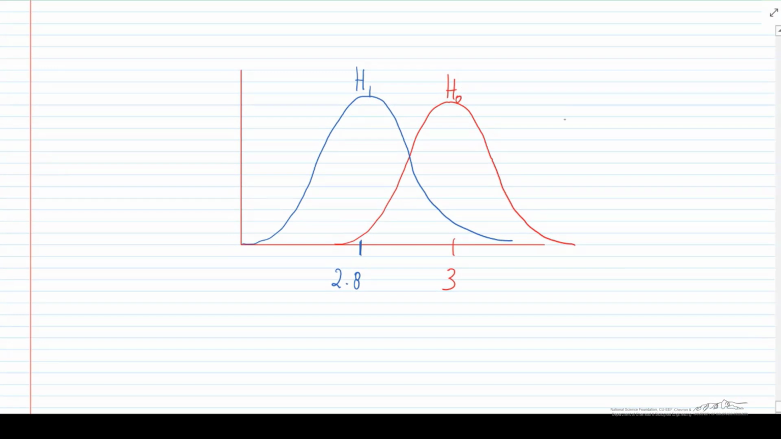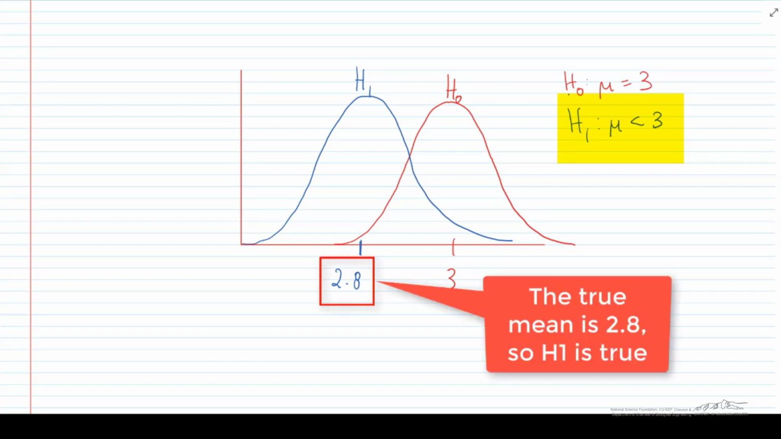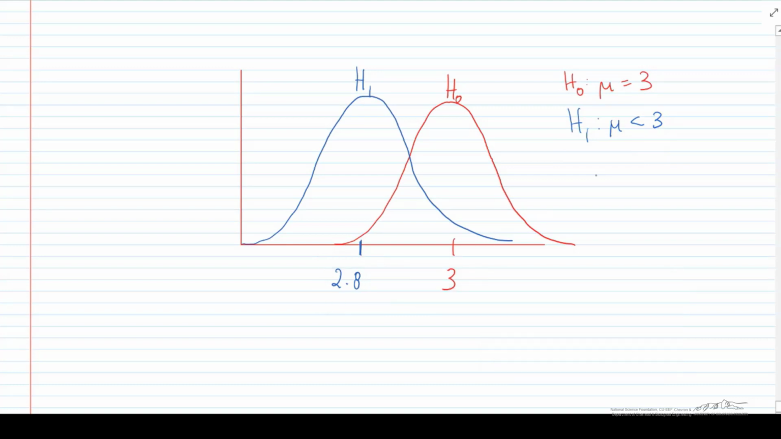Remember, our null hypothesis is the mean equals 3, and our alternate hypothesis is that the mean is less than 3. Now, we're just supposing, we're making the assumption that the true mean really is 2.8, and what we're trying to find is beta if n, the sample size, is equal to 5. The first thing we need to do is find this critical average. On the x-axis, this is x bar.